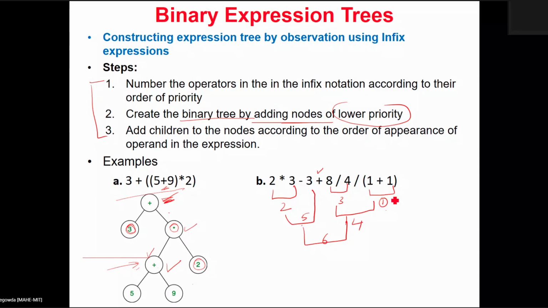Highest priority goes to this 1 plus 1. Second priority goes to the multiplication of these two. Third priority is dividing 8 by 4. And fourth priority is dividing the resultant of 8 by 4 with the sum of these two, and so on. By using these operator priorities, you build a binary expression tree. You take it as an exercise and complete the binary expression tree for this.